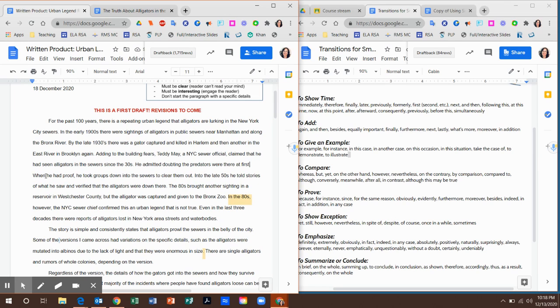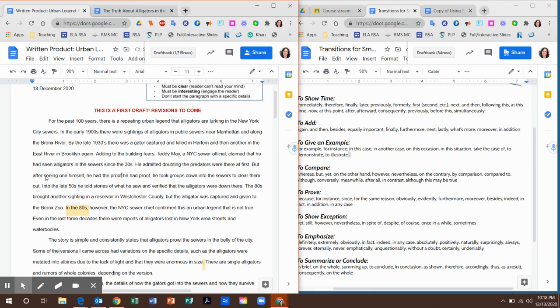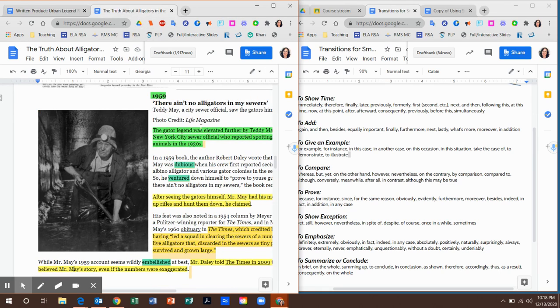But when he had proof, after seeing one himself, how about that? Seeing one himself, he had the proof he needed to take groups. I like how that's going better. To take groups down into the sewers to clear them out. Yes, that moves more smoothly through the writing, I think.